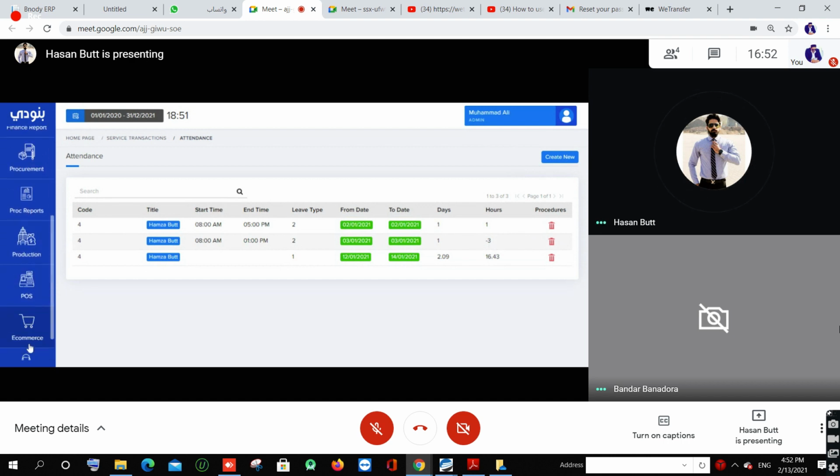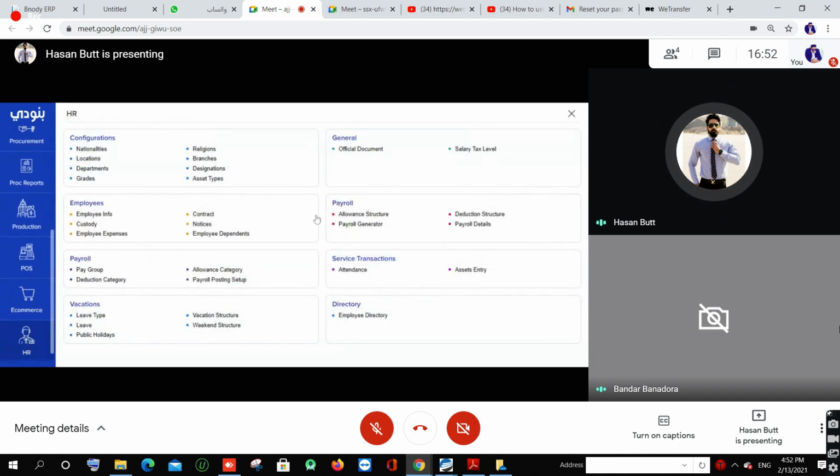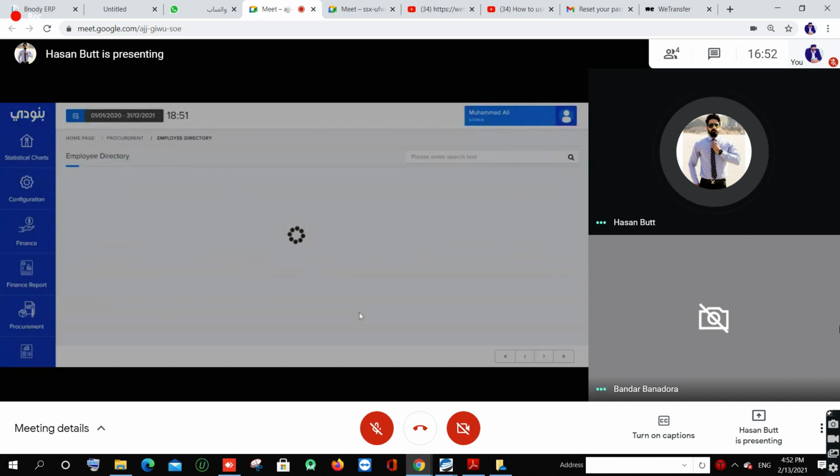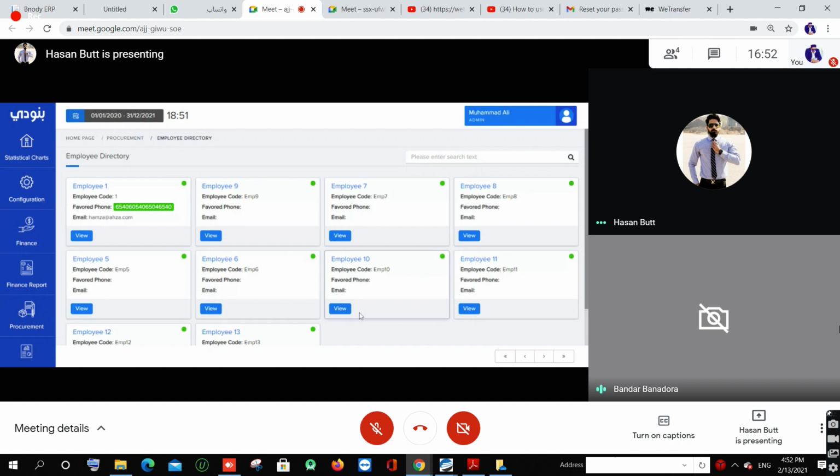And now we have the payroll generator, the allowance structure, the deduction structure, the payroll details, the asset entry, the employee directory. The first one, which is very interesting, is like the previous vendor directory, sales agent dashboard, or buyer directory. So we have the employee directory as well. This is the employee directory. Yes, brother? Can we see the asset entry? Yes, sure, we can.